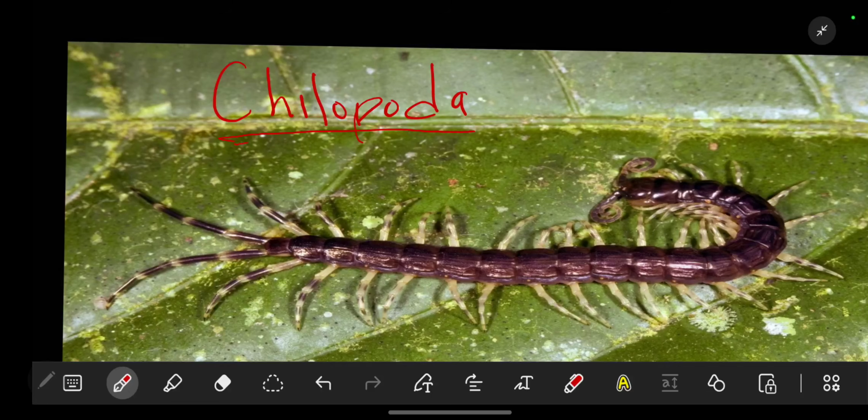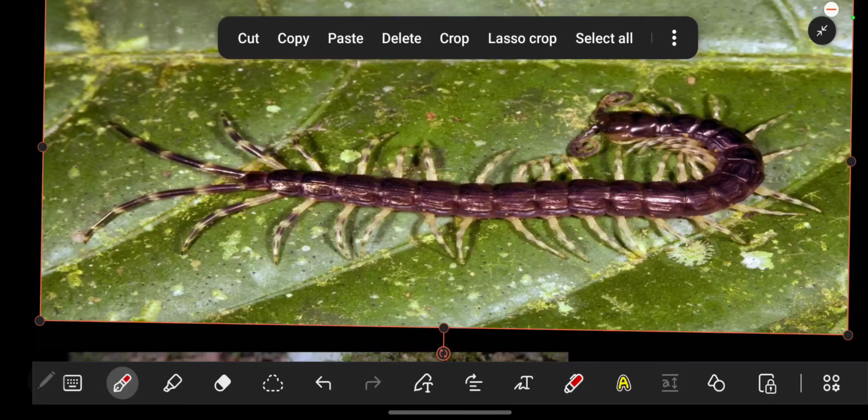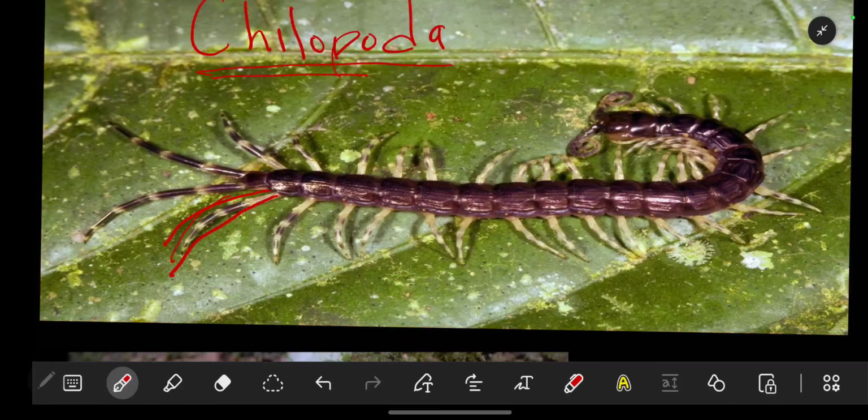So let's begin with our chilopods. As you can see, their bodies are flattened. These are the characteristics. They have a flattened body. That is number one. Number two is that they have one pair of limbs, or rather one pair of legs per segment. So each segment has one pair of legs. These are the characteristics of Chilopoda.